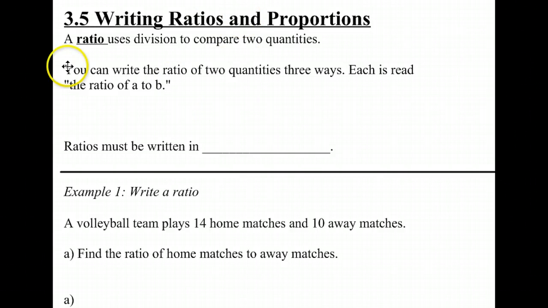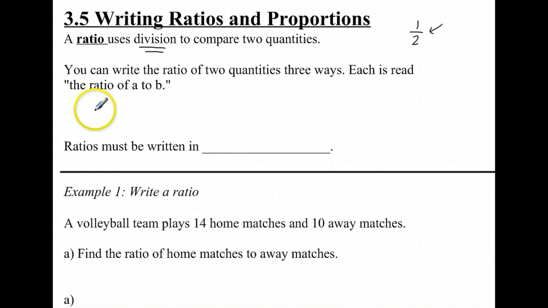As you've learned about ratios in past years, you know that a ratio uses division to compare two quantities. I know that most of the time 8th graders want to look at a fraction and just see it as a fraction, 1 over 2, but this is really division, and that's why a ratio uses division, although you might not realize it. There are three ways that you can write a ratio.